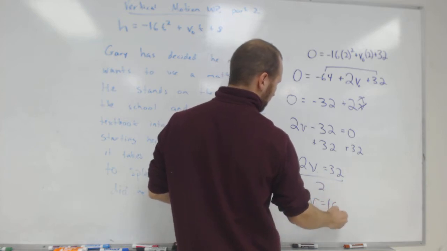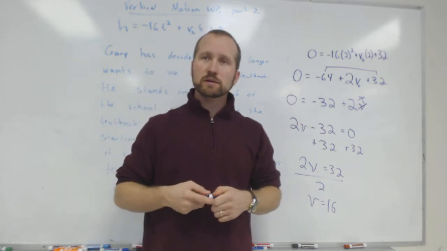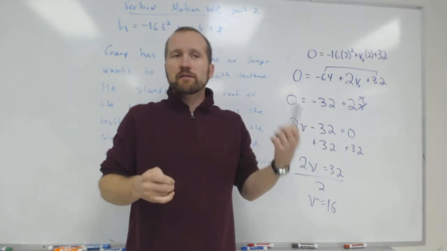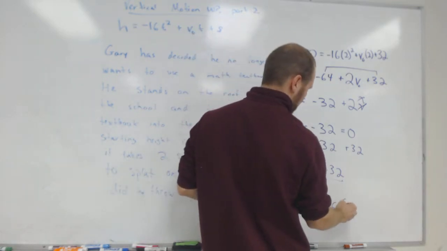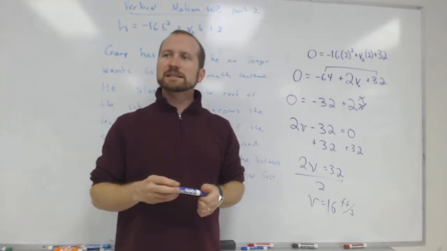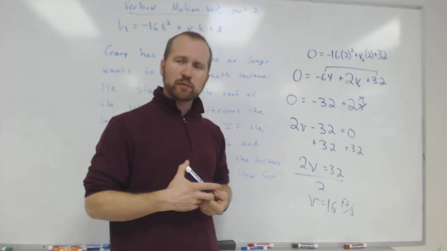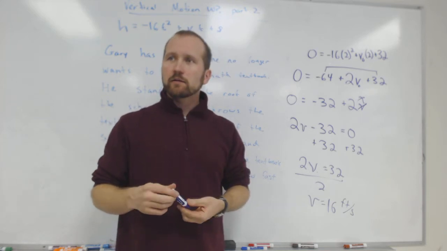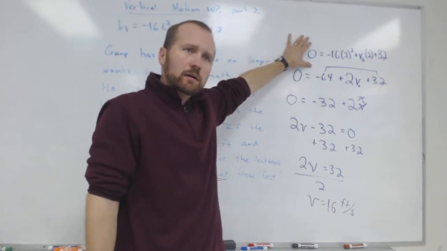So the initial vertical velocity was 16. And the unit is feet per second in this type of problem because we had feet and seconds. So 16 feet per second. Right? Yeah, so we're just plugging in, the 0 is just there.